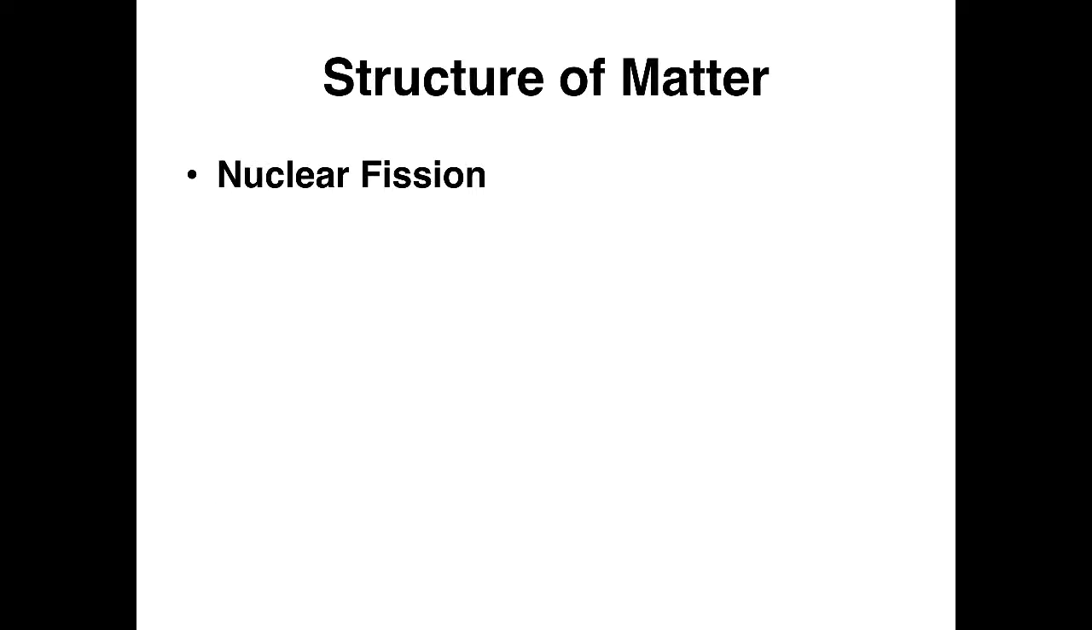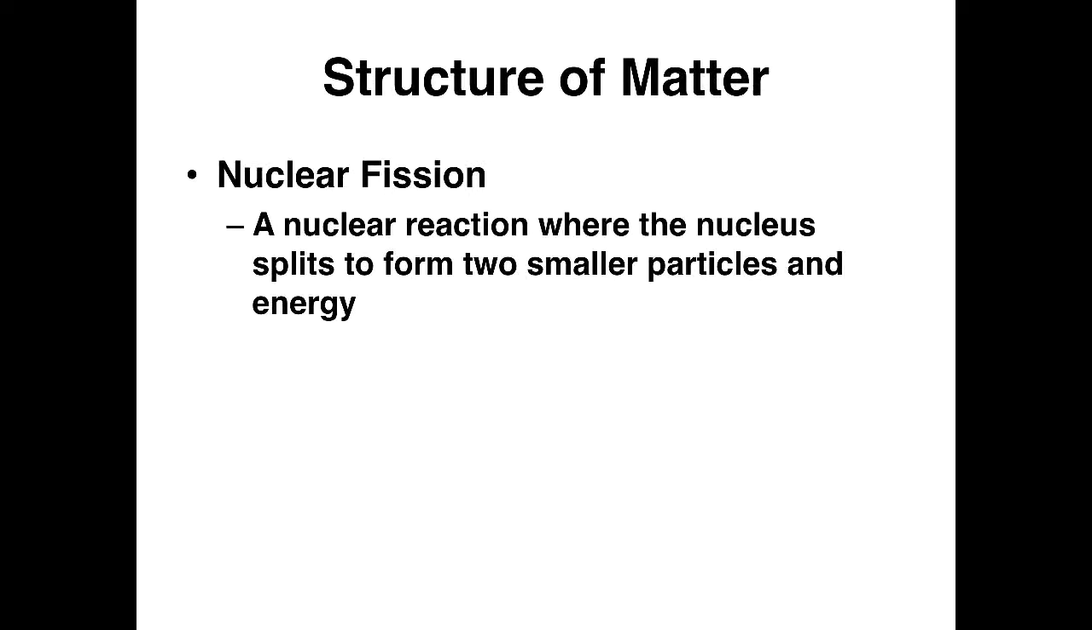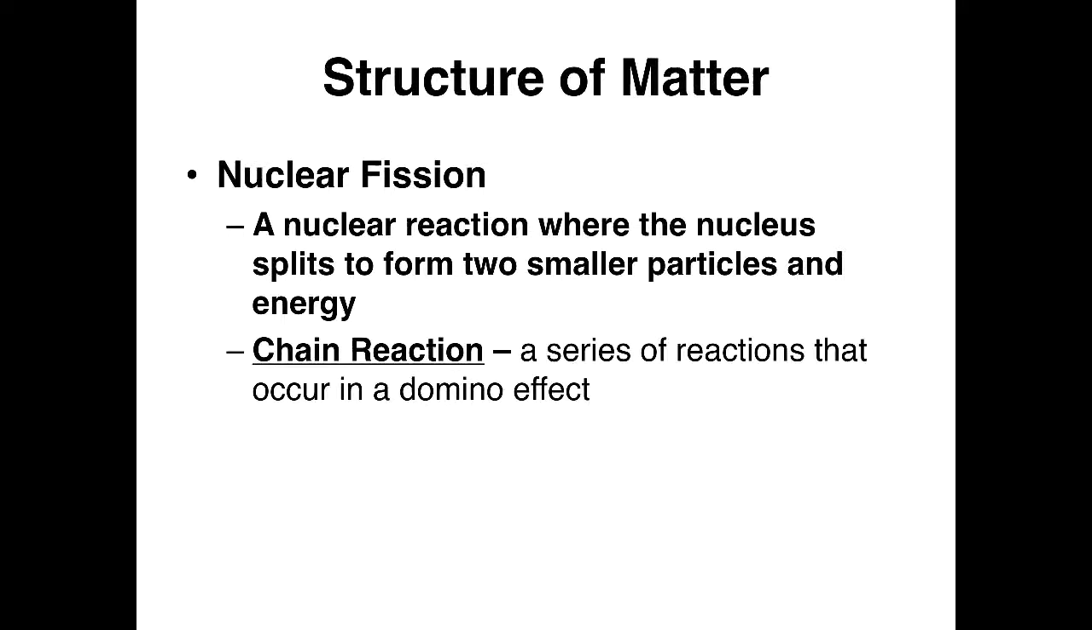Nuclear fission occurs when a nucleus breaks apart. A nuclear reaction where the nucleus splits to form two smaller particles is called nuclear fission. A chain reaction is a reaction in which there's a domino effect. That is, one reaction occurs, it releases a particle that hits another atom, causes it to release a particle, which hits another atom and causes it to release another particle, in a domino effect until all the atoms have reacted.